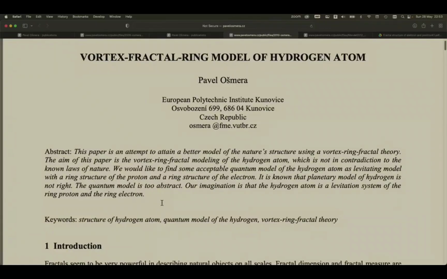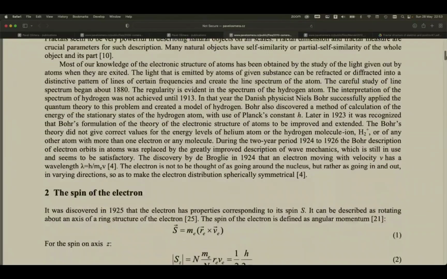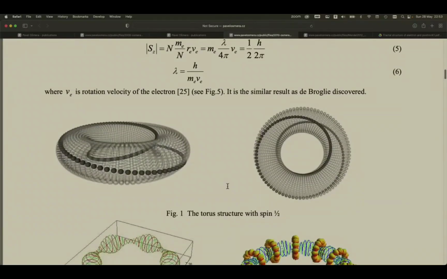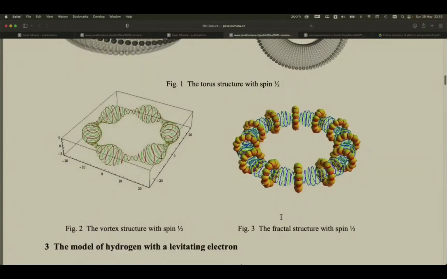It is known that the planetary model of hydrogen is not right. The quantum model is too abstract. Our imagination is that the hydrogen atom is a levitation system of the ring proton and the ring electron. So he goes into the mass. Here you can see the torus structure of the, I guess, the electron or matter with spin 1/2. Okay, so that's how he's deriving that. And here he's looking at the fractal structure and how he describes what's going on with these graphics in other papers in detail.